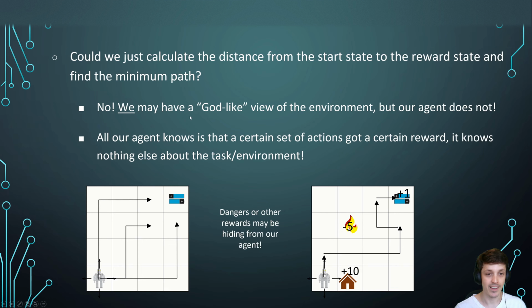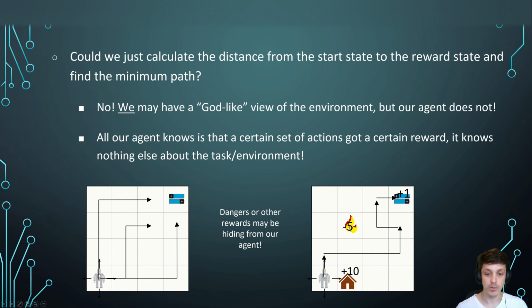So we may have a godlike view of the environment. We may know exactly where the reward is, but we don't want to build that into our agent. Again, if we knew exactly what set of actions our agent should take to get the reward, then why are we doing reinforcement learning, right? We could just program that in. The assumption is that we know what end state we want our agent to be in, but we don't know what sequence of actions it should take that will optimally take it to that end state or that reward state.